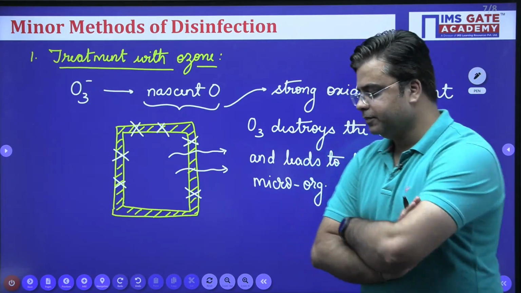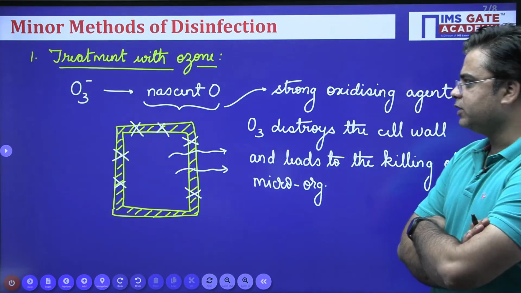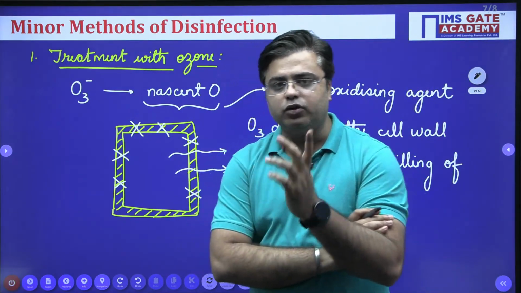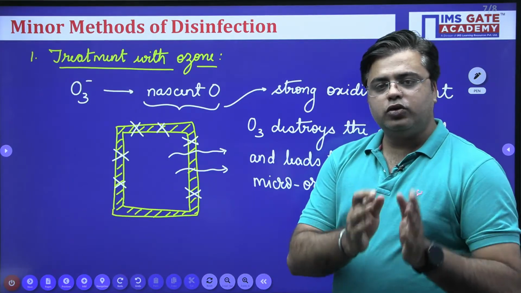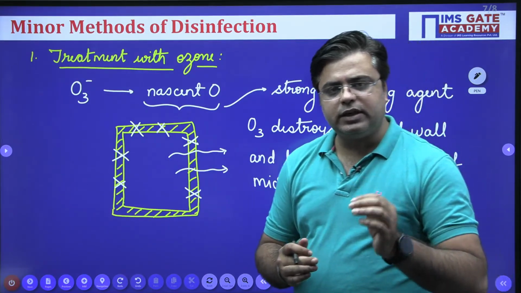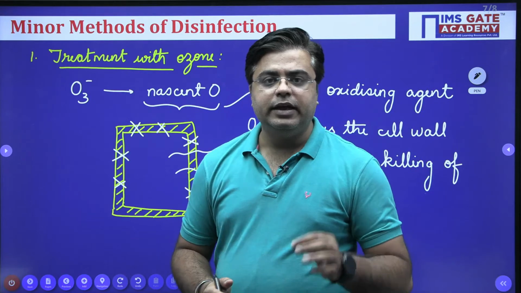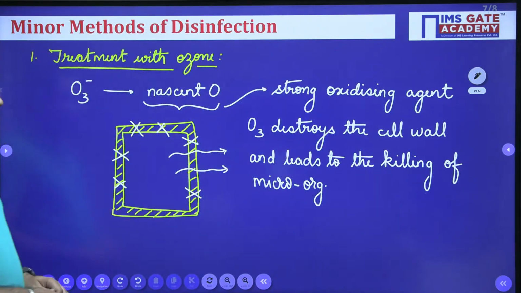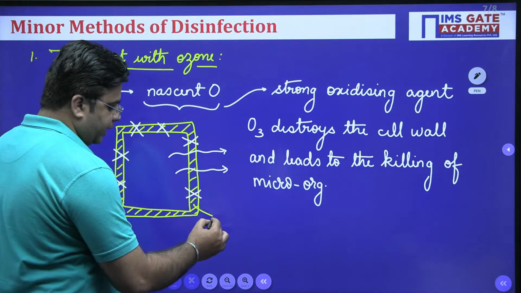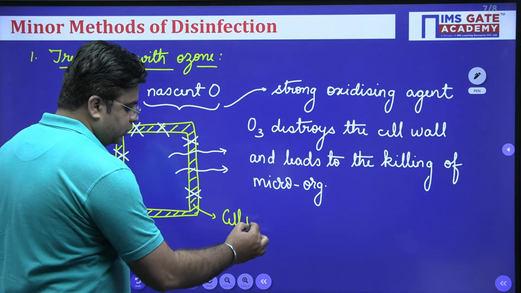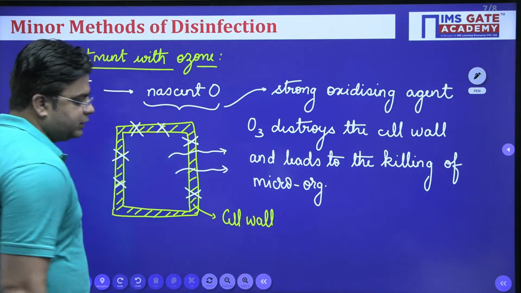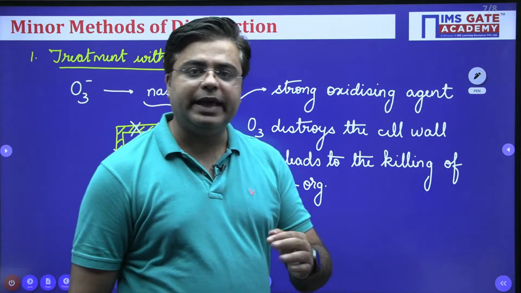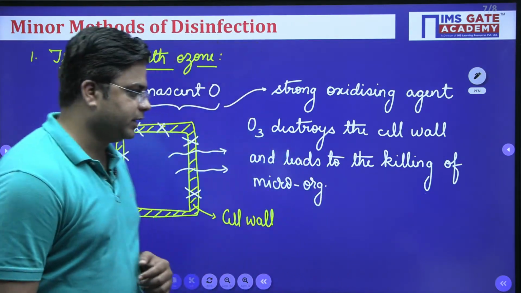Very good evening. So the first minor method of disinfection is treatment with ozone. Ozone has nascent oxygen, which is a very strong oxidizing agent. This nascent oxygen destroys the cell wall of the microorganisms, and this leads to the killing of microorganisms. And this is how ozone carries out the disinfection in a water sample.